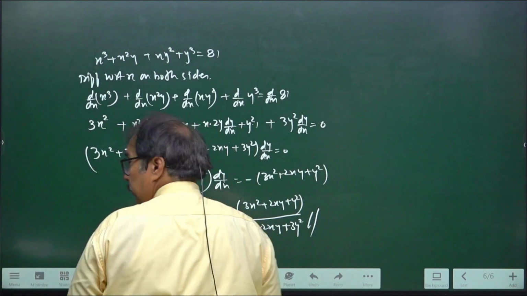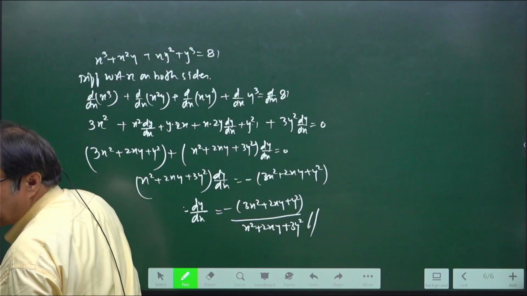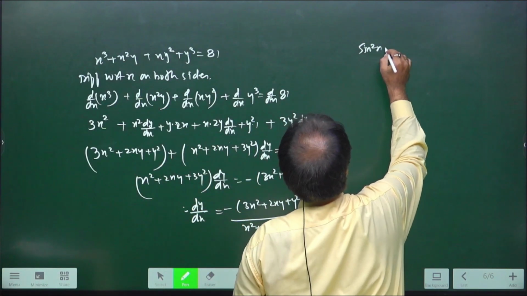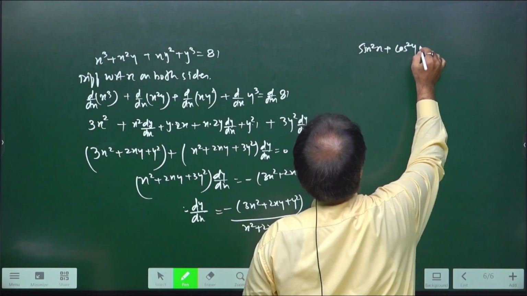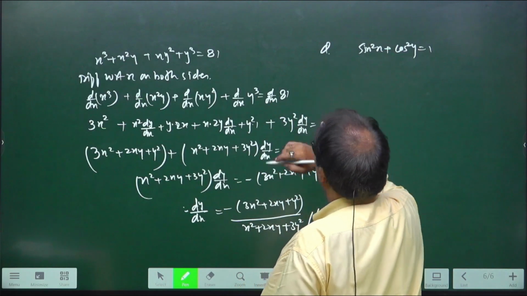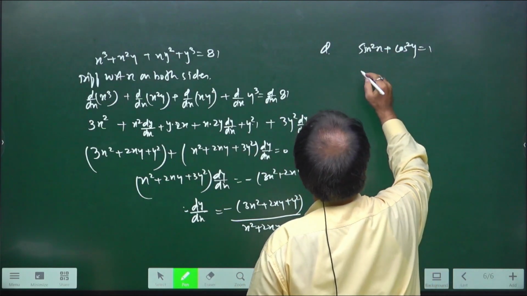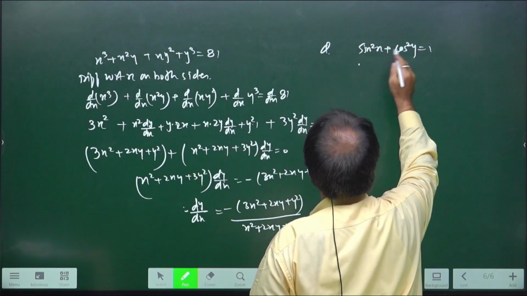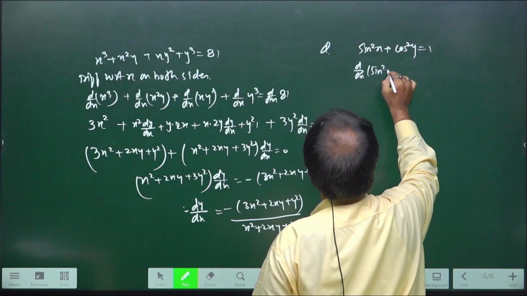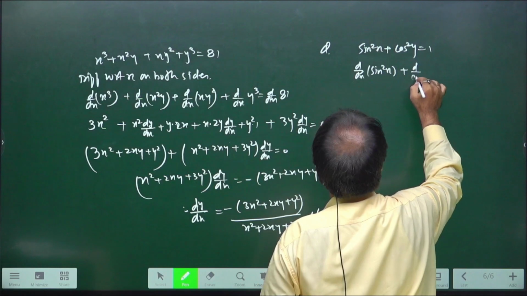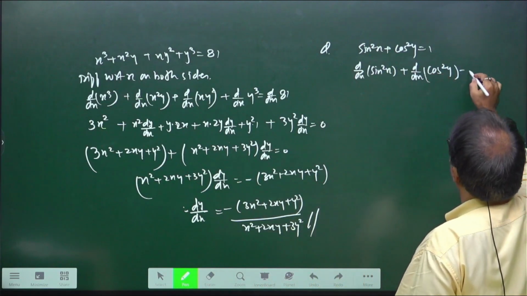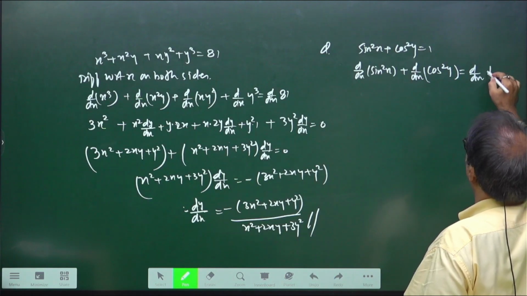Next question: I am taking sin square x plus cos square y is equal to 1. Okay, this is another type of question. Then differentiating with respect to x on both sides. So d by dx of sin square x plus d by dx of cos square y, and d by dx of 1.